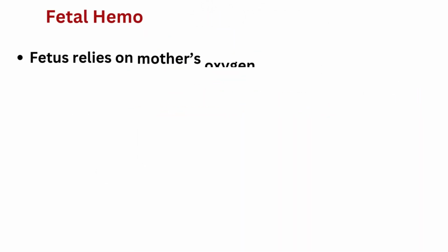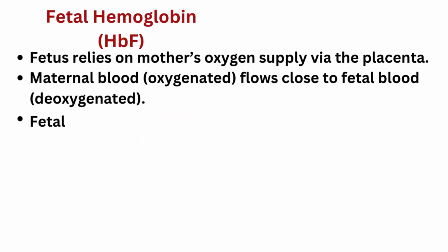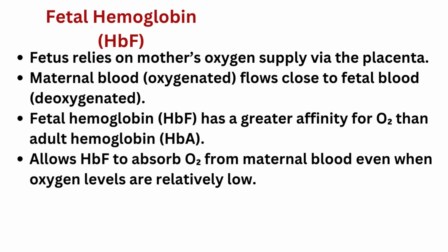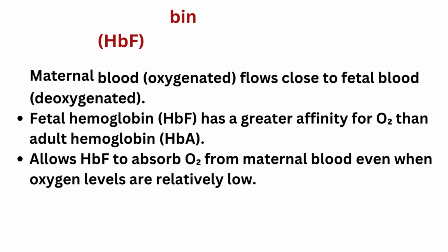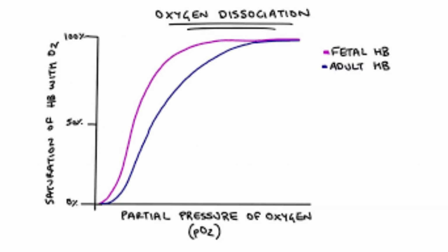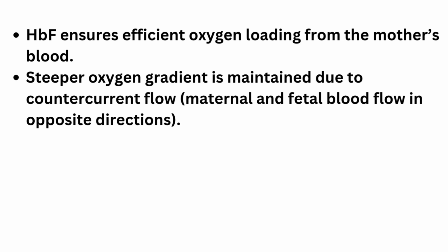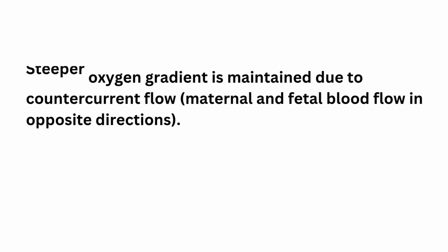The fetus depends on the mother's oxygen supply through the placenta. Maternal blood flows close to fetal blood, and fetal hemoglobin has a higher affinity for oxygen than adult hemoglobin. This allows fetal hemoglobin to take up oxygen from maternal blood even at relatively low oxygen levels. Fetal hemoglobin ensures efficient oxygen uptake from the mother's blood, and the countercurrent flow of maternal and fetal blood maintains a steep oxygen gradient for maximum transfer.